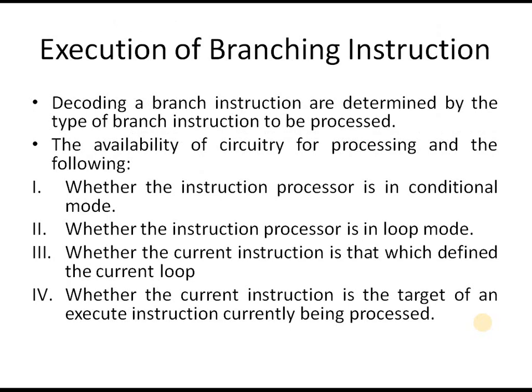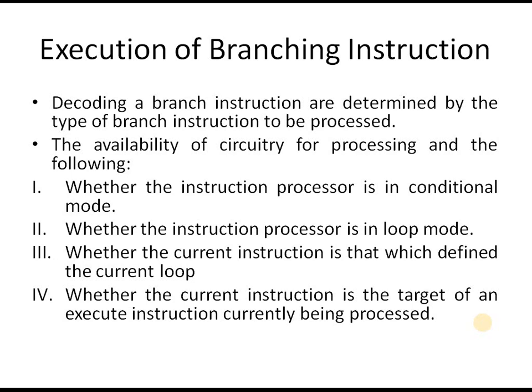Execution of branching instructions. Decoding of branch instructions is determined by the type of branch instruction to be processed, the availability of circuitry for processing, and the following: whether the instruction processor is in conditional mode, whether the instruction processor is in loop mode. If loop mode is established, whether the current instruction is that which defines the current loop, whether the current instruction is the target of the execute instruction currently being processed.